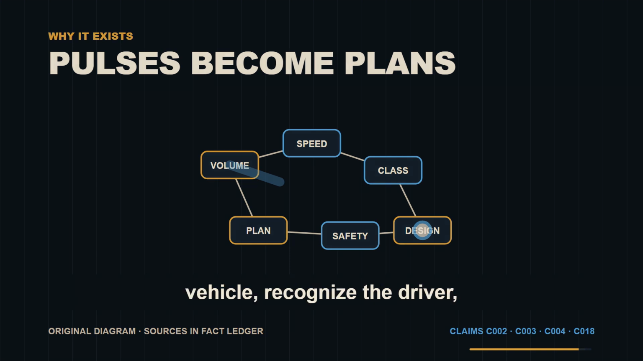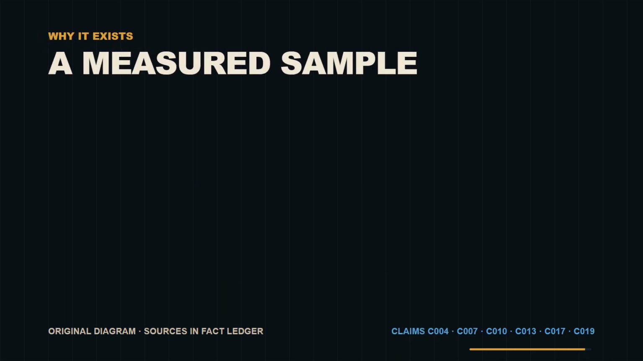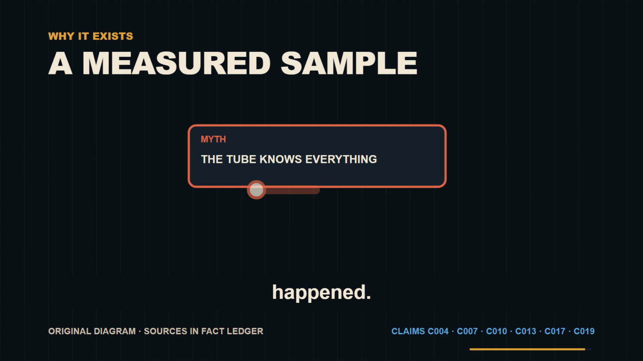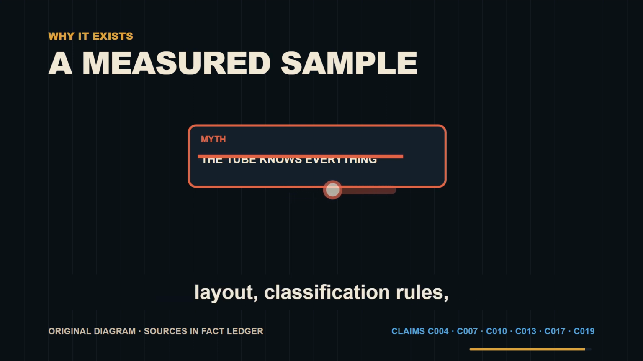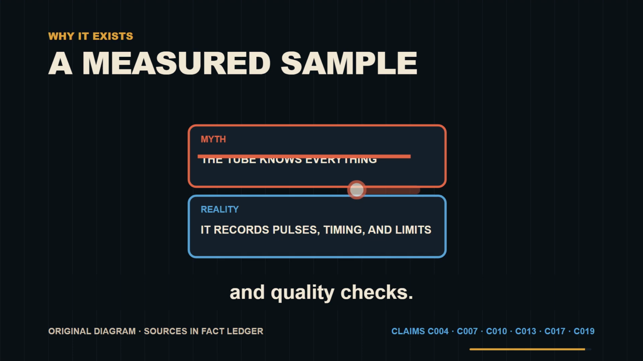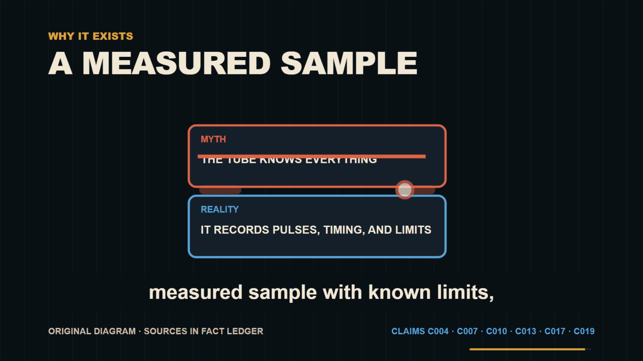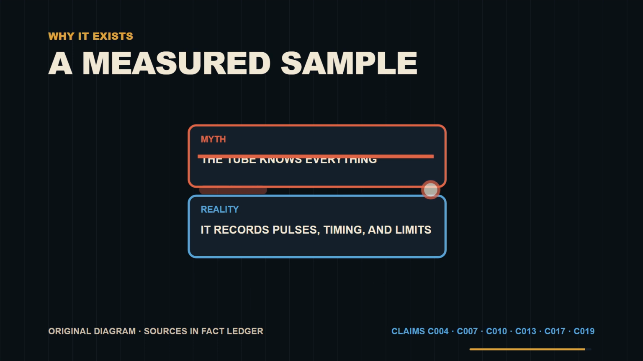They do not weigh the vehicle, recognize the driver, or explain why the trip happened. They record pressure pulses and timing. Every larger conclusion depends on layout, classification rules, and quality checks. The honest result is a measured sample with known limits, not an all-seeing cable under the tires.